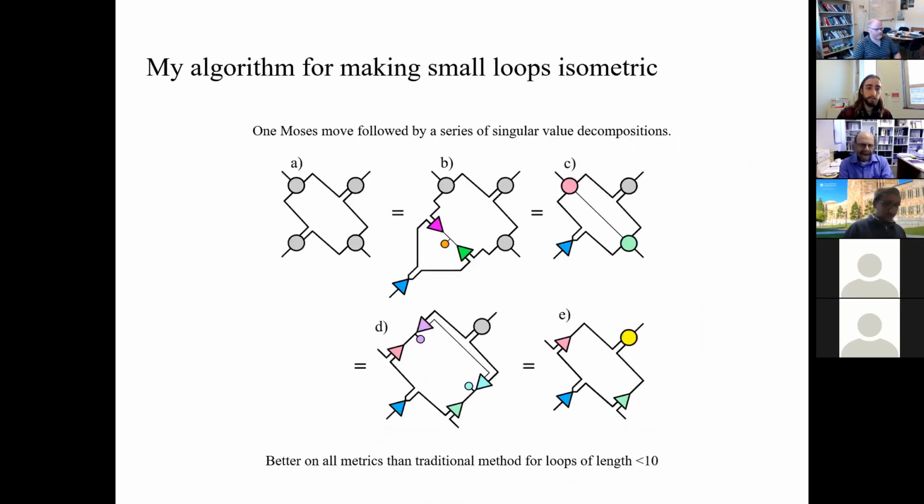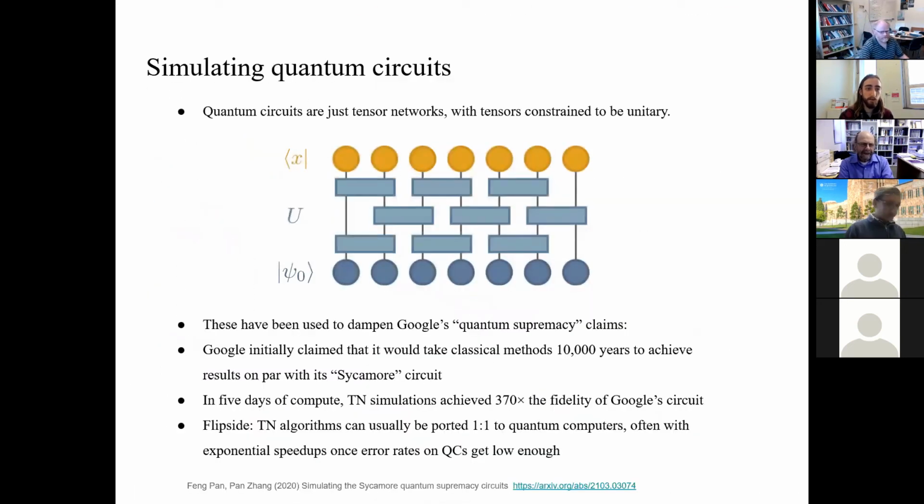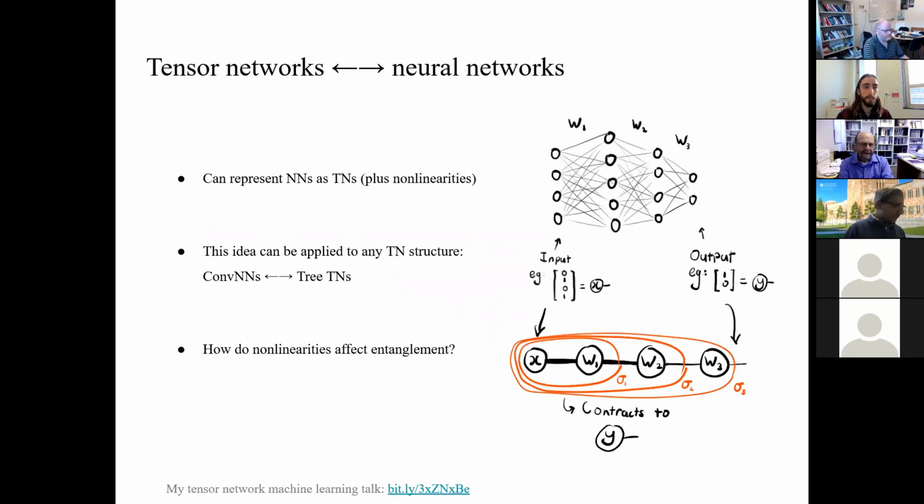Yeah, I didn't have time to get into my ideas on applying this to machine learning, but really there are a whole lot of connections between tensor networks and neural networks, and you can use tensor networks for machine learning as well in their own right. So you can represent neural networks as tensor networks effectively plus nonlinearities. Could you just explain physically what you mean by nonlinearities in the tensor network?